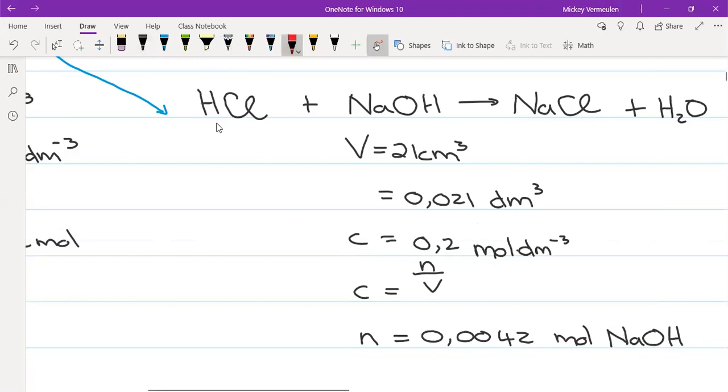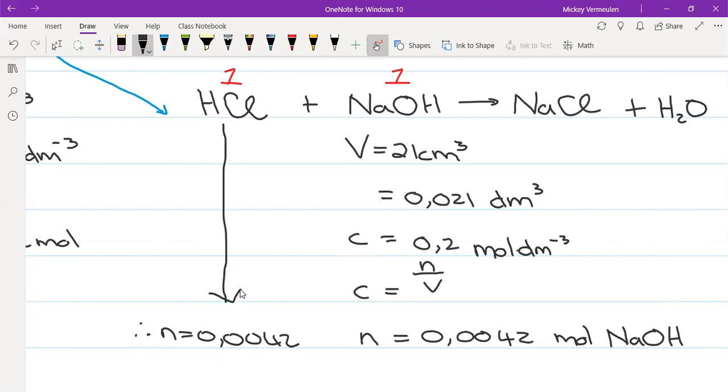This reaction here happens 1:1. So if there is 0,042 moles of sodium hydroxide, that means that there will be 0,0042 moles of hydrochloric acid. And guys, we need to remember what we are doing here. We are currently reacting the hydrochloric acid that is left over with sodium hydroxide.